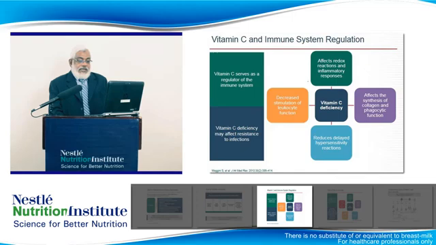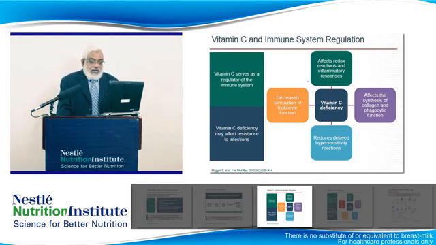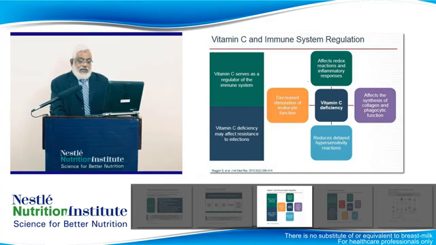Vitamin C and immune system regulation. Vitamin C deficiency causes decreased stimulation of leukocyte function, affects redox reaction and inflammatory response, affects the synthesis of collagen and phagocytic function, reduced delayed hypersensitivity reactions. So vitamin C serves as a regulator of immune system, and vitamin C deficiency may affect resistance to infection.